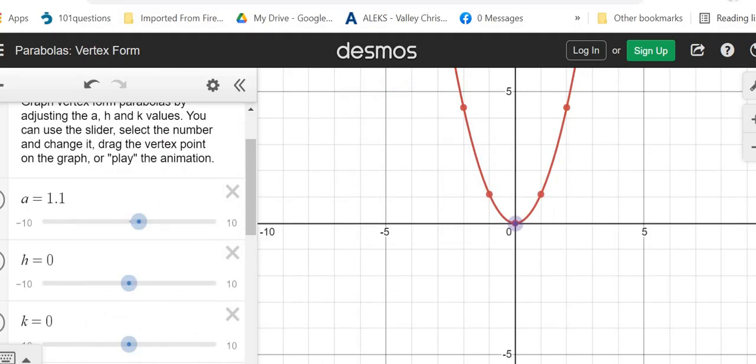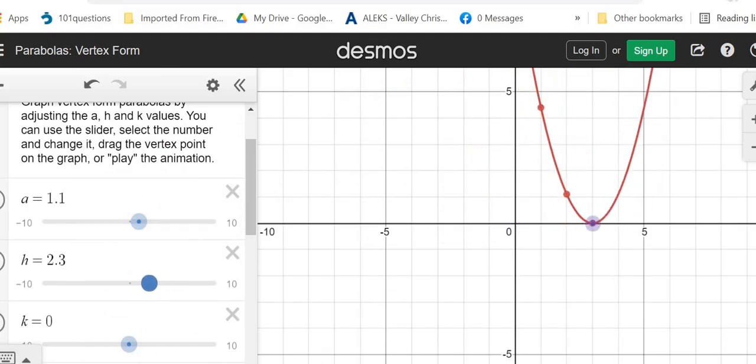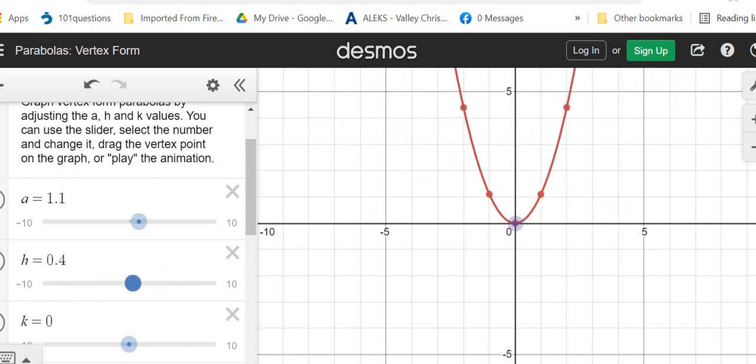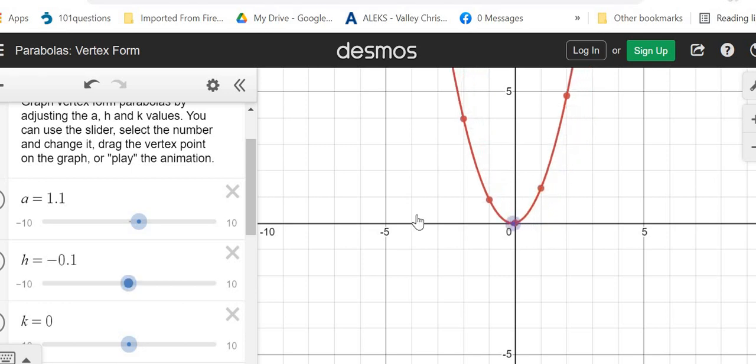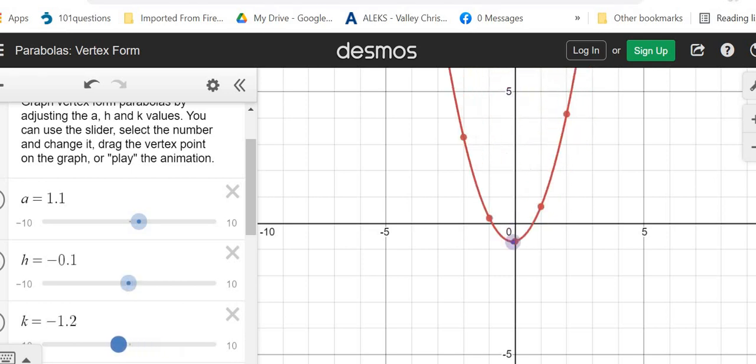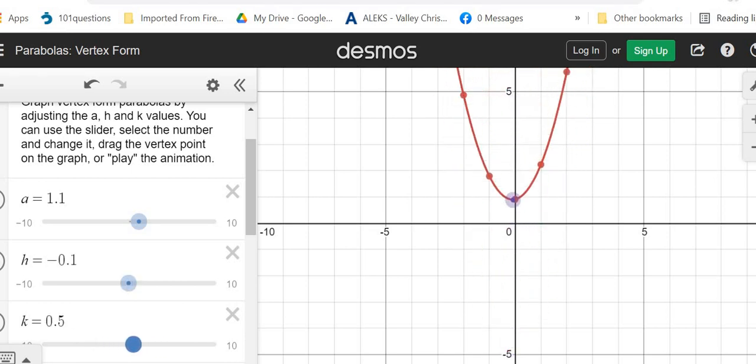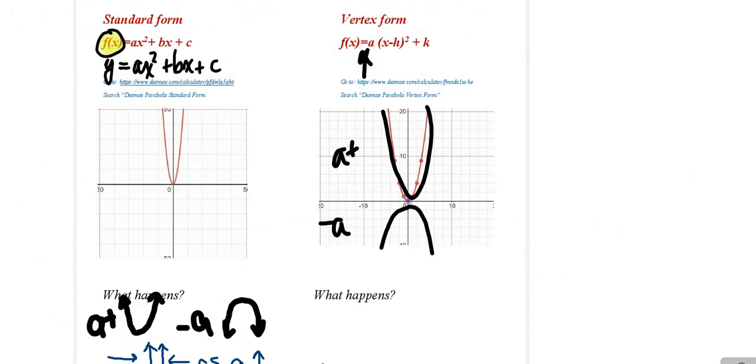Now, what's up with the h? If you watch carefully, h is the horizontal coordinate of the vertex. k is the vertical position of the vertex. So in this equation, in the vertex form, h is the x position of the vertex and k is the y position of the vertex.